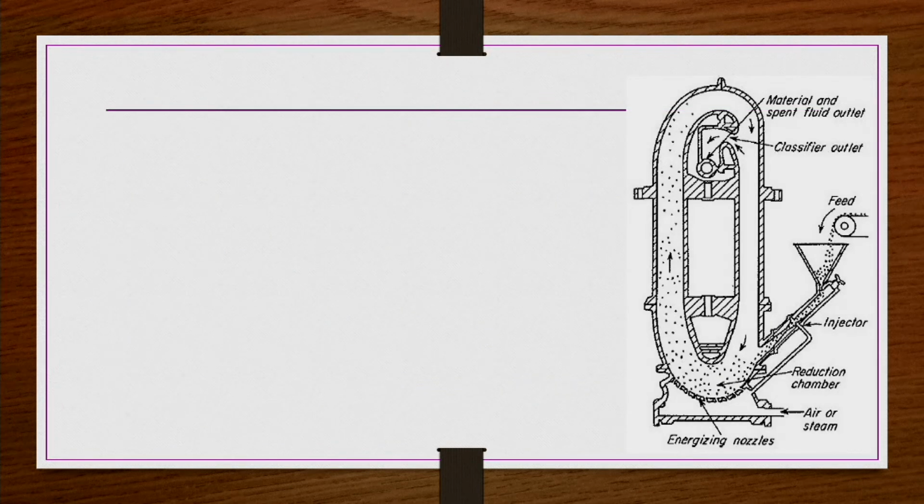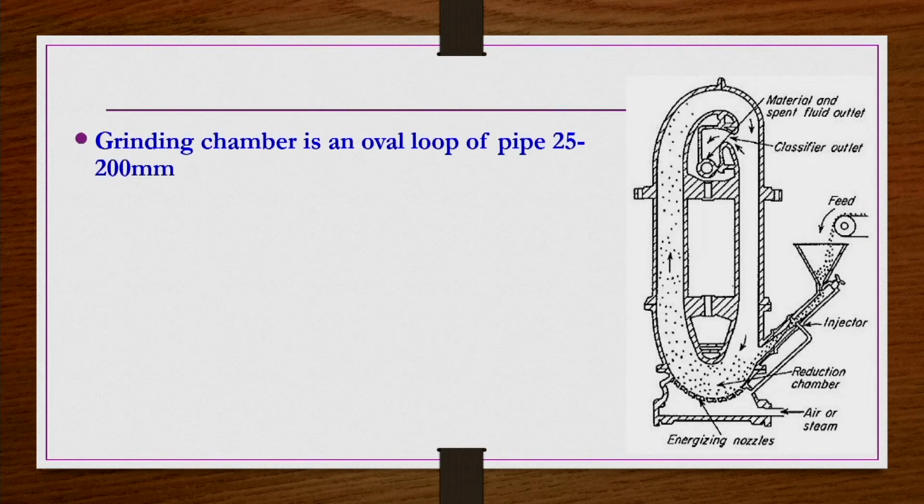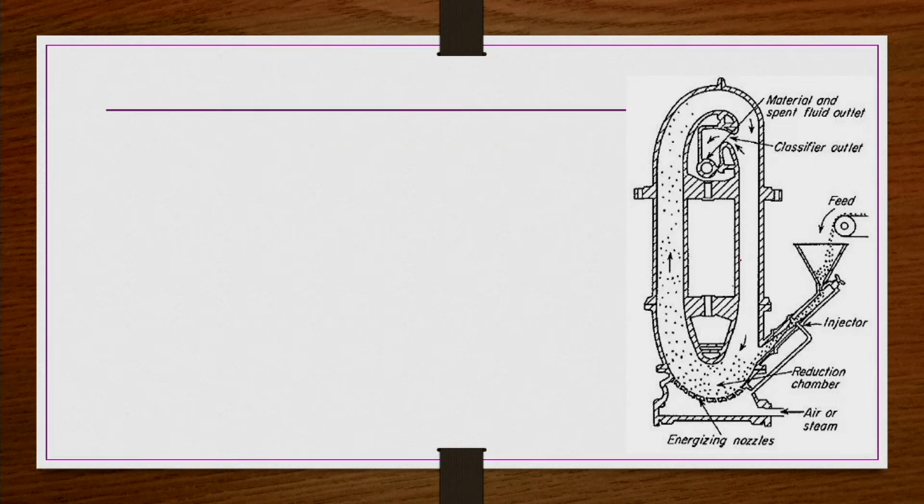So, we see now a schematic of a fluid energy mill. Here we have an elliptical fluid energy mill. What happens here? We have a tube, which is in general between 25 and 200 mm in size. Whatever feed that we have passes through this feed container from here, and there is a Venturi injector here, so that the feed flow rate can be controlled. So, air or steam is coming from here.